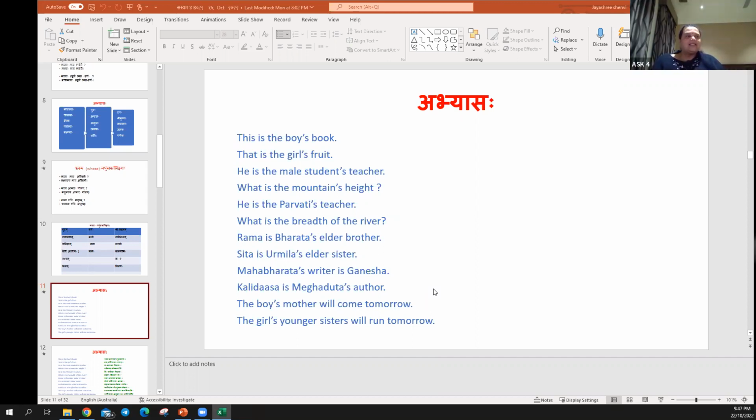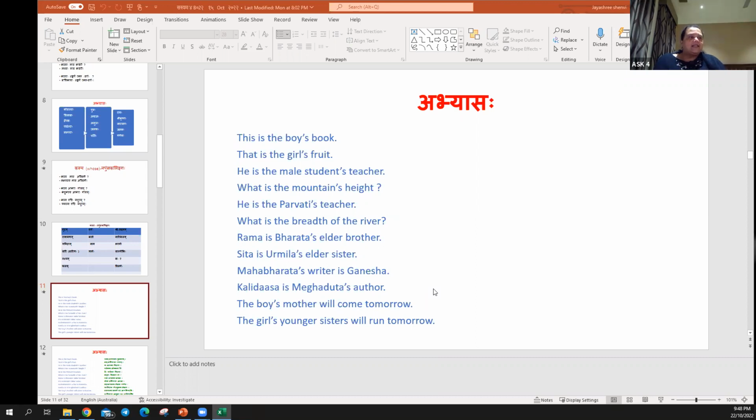So, Balakasya mata, tomorrow, shwaha. Atya is today, shwaha is tomorrow. Balakasya mata shwaha agamishyati. What lakara is it? Lrit lakara, bhavishyat kala, the future tense.